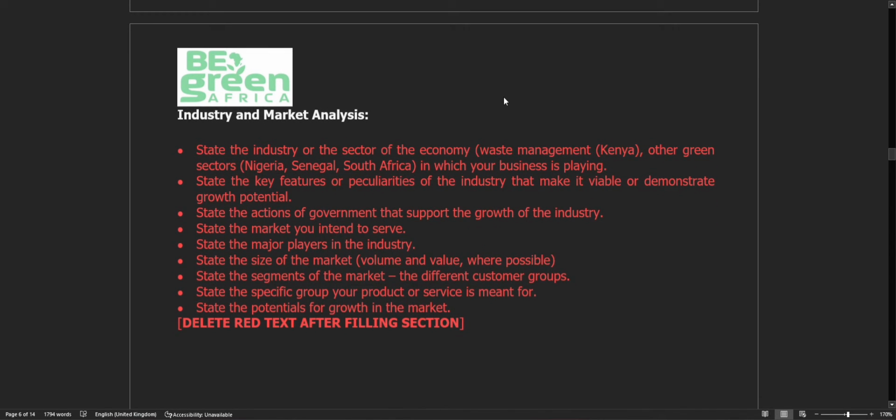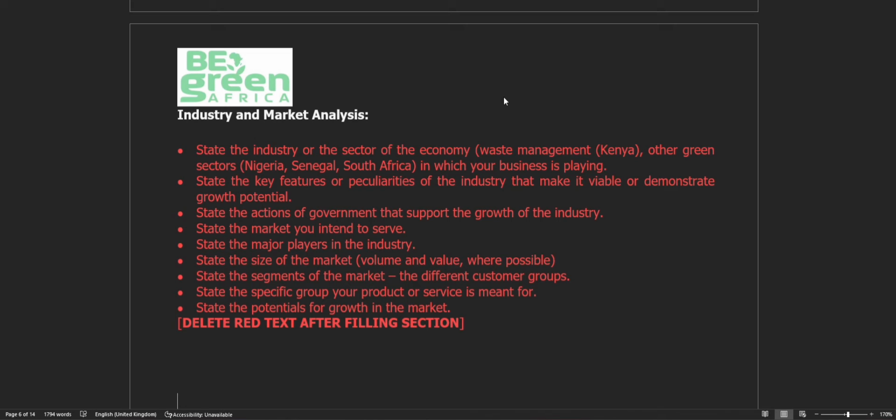Industry and market analysis. A quick one on this. The industry or the sector that you are playing in, it can be the waste management sector in Nigeria, in Kenya, in South Africa, in Senegal. But in waste management, you'll be able to specify biodegradable waste, that's organic waste, or textile waste, that's in the textile industry. You can put it in the textile industry, but it's the waste management sector. And what makes it unique?